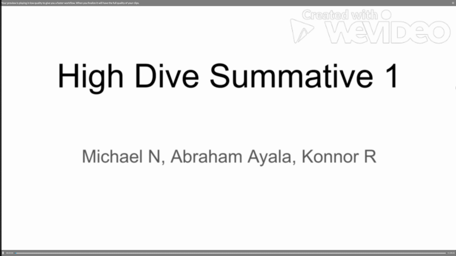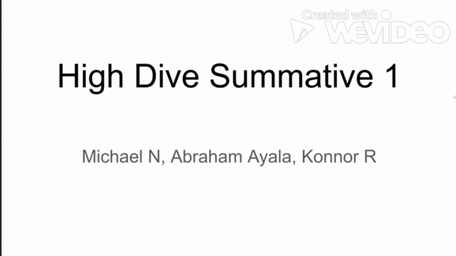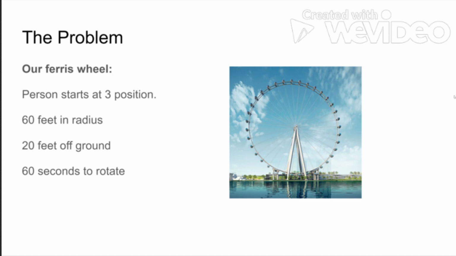This is our high dive summative 1 presentation. In this presentation, we're going to be going over a Ferris wheel using trigonometry and finding out the height and horizontal position of a given person on the Ferris wheel, on top of figuring out how angles work on a circle. In our example Ferris wheel problem, we have a Ferris wheel that starts at the 3 o'clock position, is 60 feet in radius, 20 feet off the ground, and takes 60 seconds to rotate.